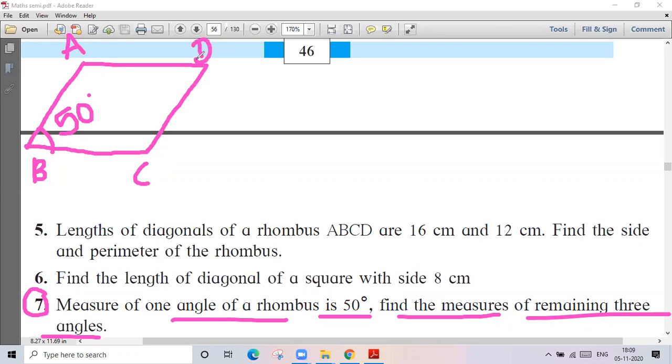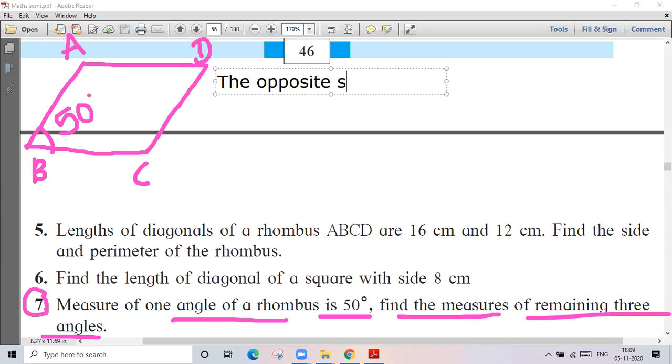Now what we need to find out? We need to find out the measure of angle A, measure of angle C, and measure of angle D. We know very well that opposite angles of a rhombus are congruent. That means इथं तुम्ही लिहू शकता. You can write here, guys.